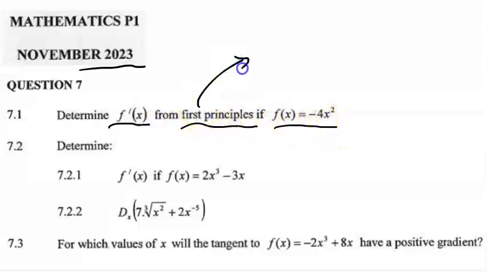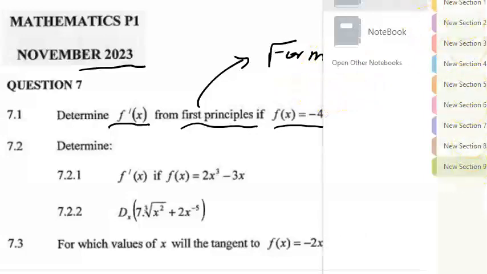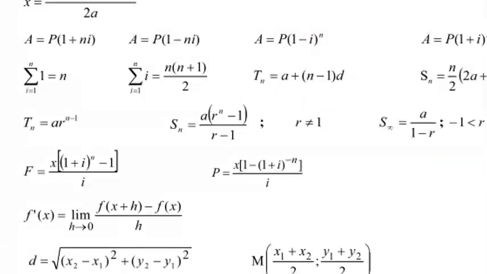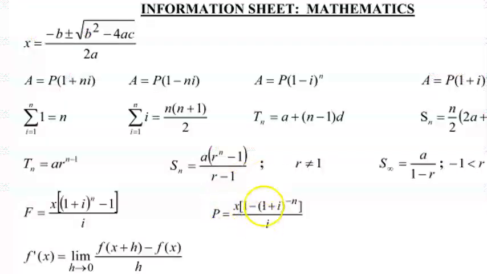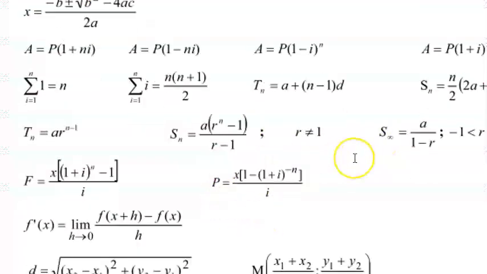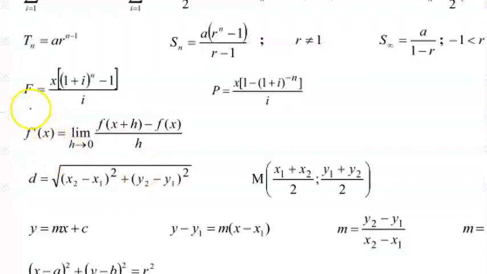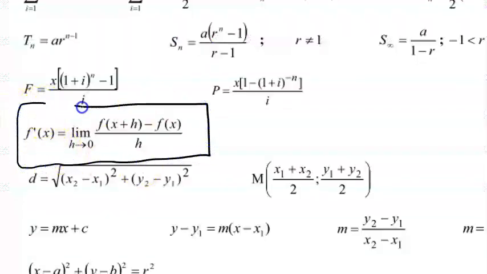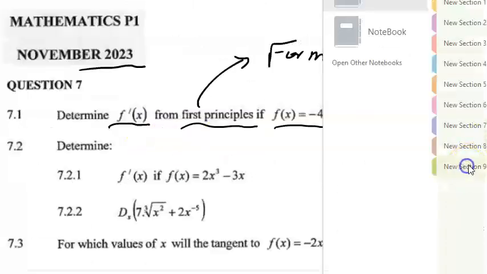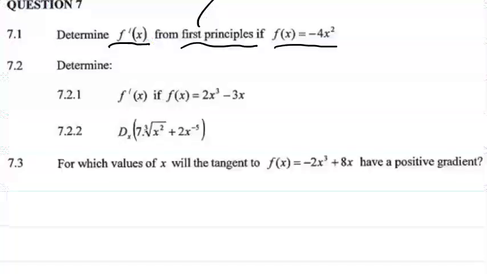So when they say first principles, it means that we need to use the formula, and the formula is found on our formula sheet, and we can go to our formula sheet quickly. If you look at your formula sheet, you can easily pick out your formula from here. The required formula is this one here. So we're going to copy that formula down. F prime x equals the limit as h approaches 0 of f of x plus h minus f of x all over h. And now we're going to go back to our question and write that down.